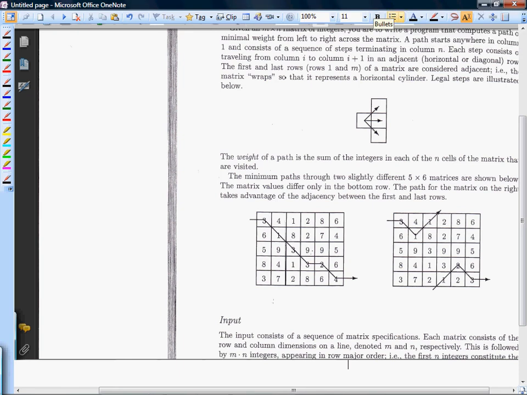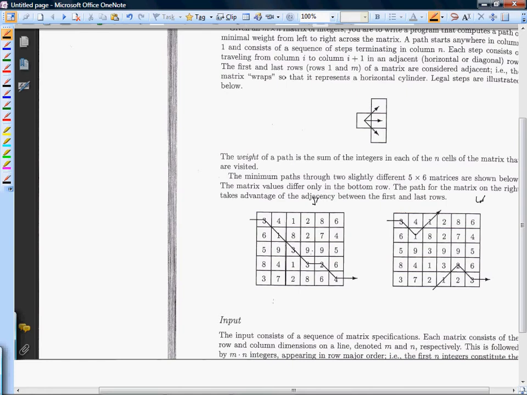Okay, we're going to look at the shortest path problem over here. Basically, here are two examples. These two arrays represent two examples. This path represents the shortest path, meaning the path with the lowest weight when you add up all the elements along the path. On the right-hand side, it's a slightly different array.